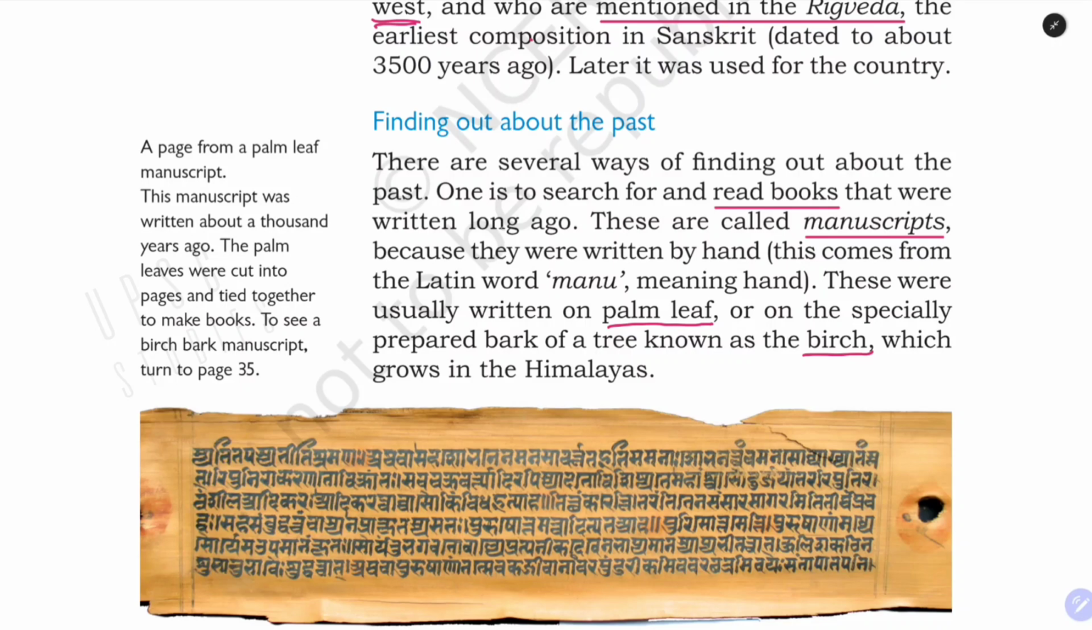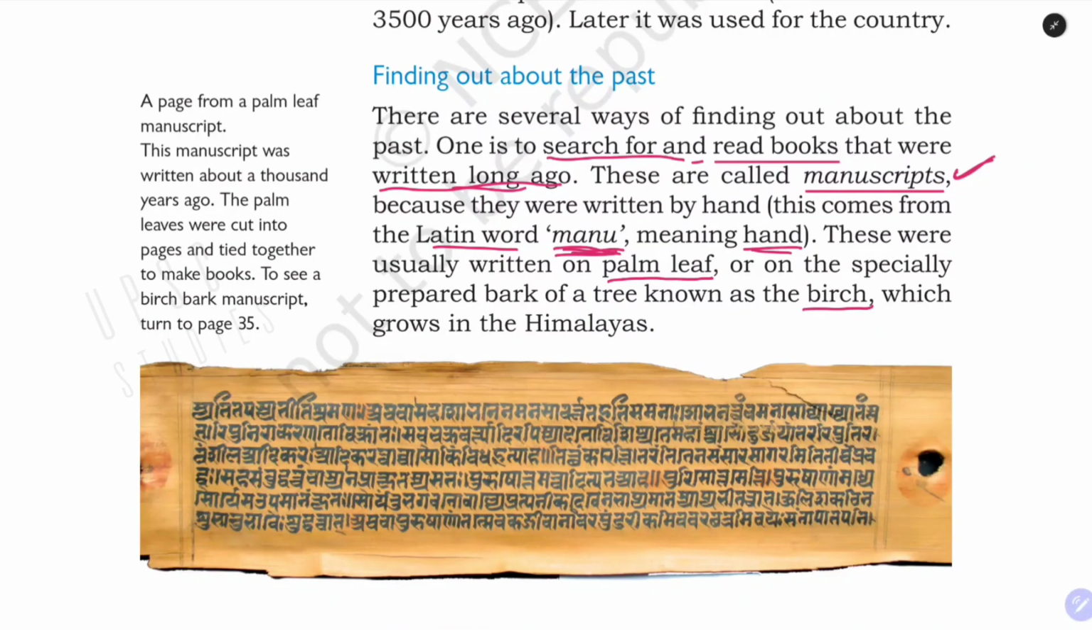So one is to search for and read books that were written long ago. One example is manuscripts. They were written by hand, and that is why they are known as manuscripts. Manu is a Latin word meaning hand. So manuscripts are written by hand, long ago. From reading these books, we can get an idea about our past.